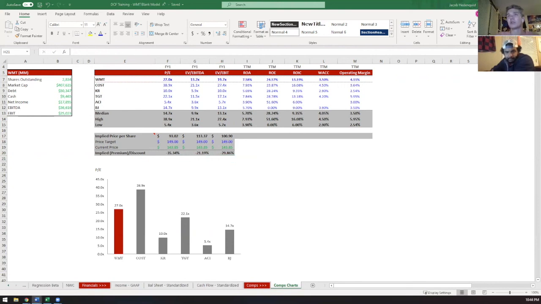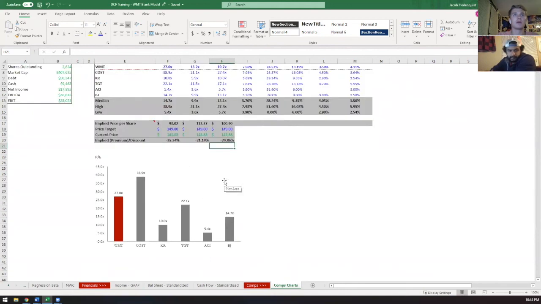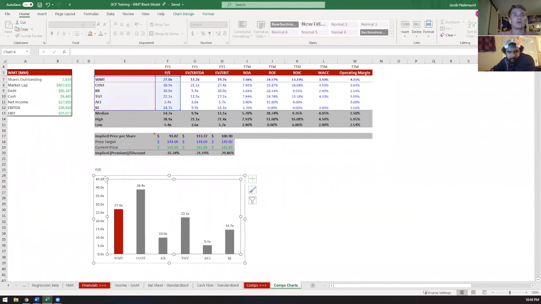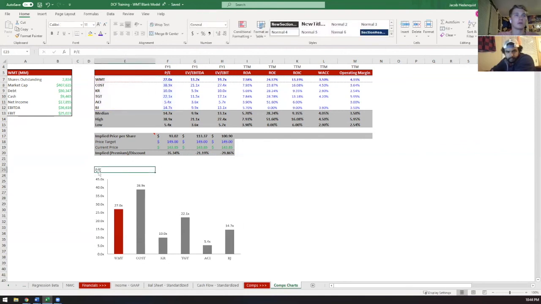Now we want to visualize this because the best way to convey data is through a visualization, through a chart or a graph. We're going to create a chart, and we would do that for our PE, our EV to EBITDA, and our EV to EBIT. Right here, we already have our PE one. And what we're saying here, so we're making a bar for each of Walmart's competitors and Walmart's. We're selecting the multiple we want to represent here. That's right up here, the PE.